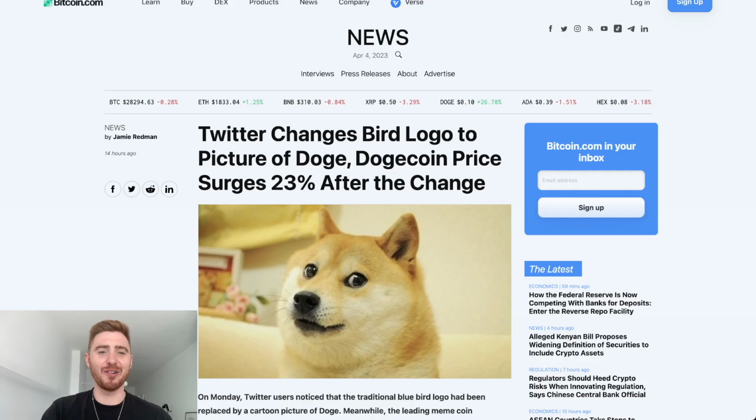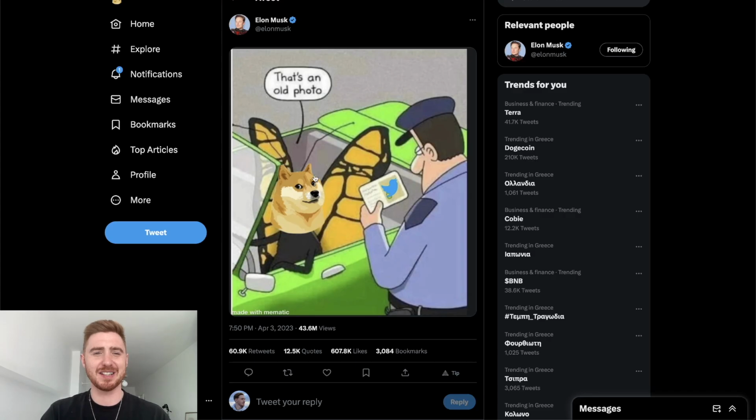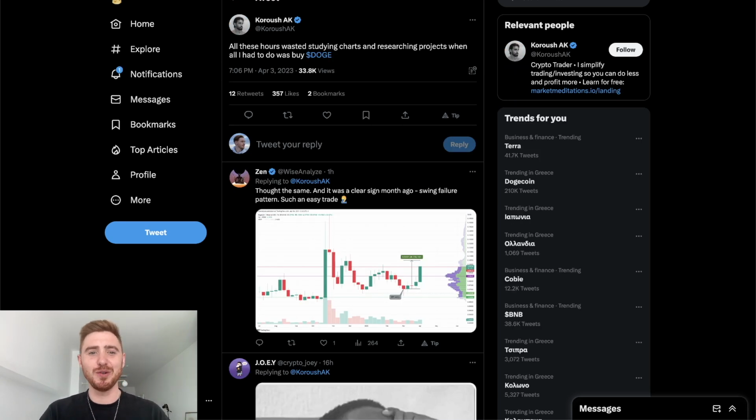Well, if you didn't know already, Elon Musk actually changed its logo to a picture of Doge. And we can see this picture here that Elon Musk tweeted of Doge being pulled over by a police officer, saying it's an old photo. Now, of course, this is all based around meme and hype, but guys, this is what I've been saying to you for a while now. I personally hold Dogecoin because of this exact moment.